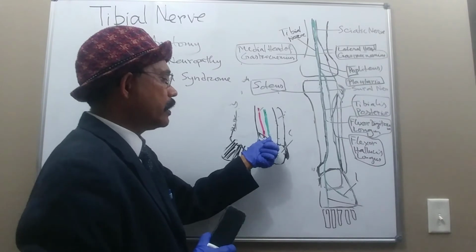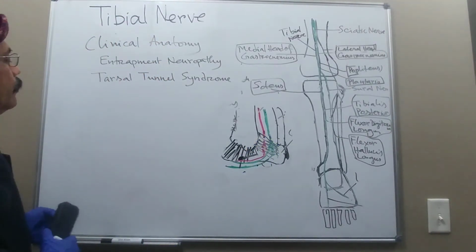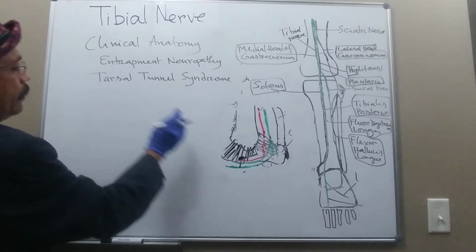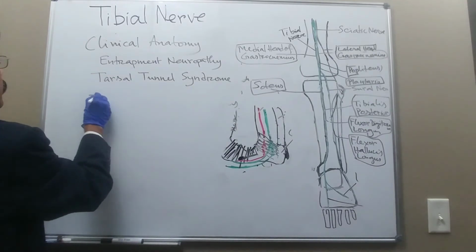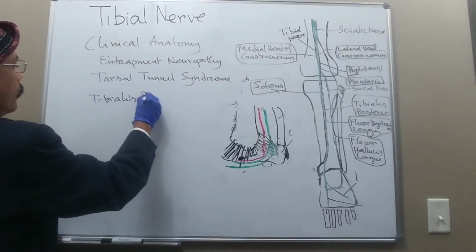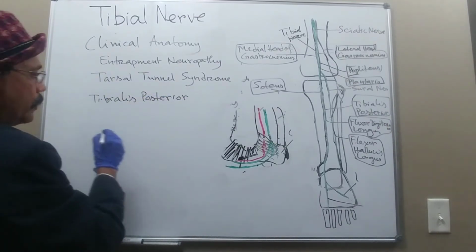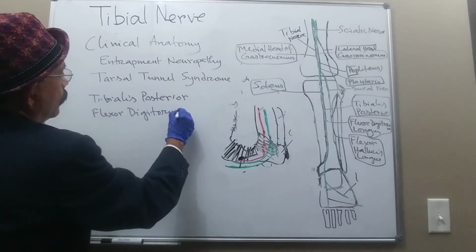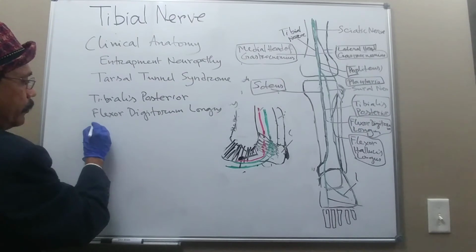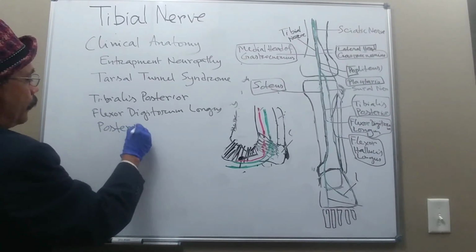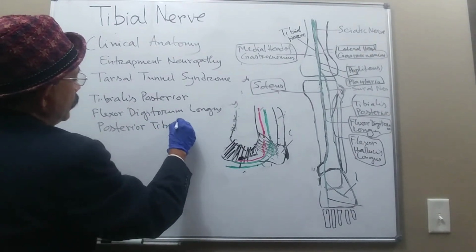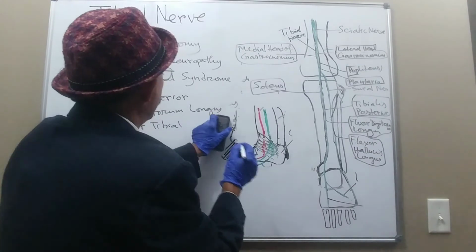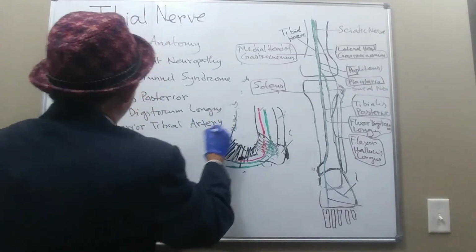It may be relieved by cutting the flexor retinaculum. Okay, and we have to know the tendons here underneath the flexor retinaculum, from anterior to posterior. These are the tibialis posterior, then flexor digitorum longus, and we have the posterior tibial vessels. Then we have the posterior tibial artery, then also accompanying vein.